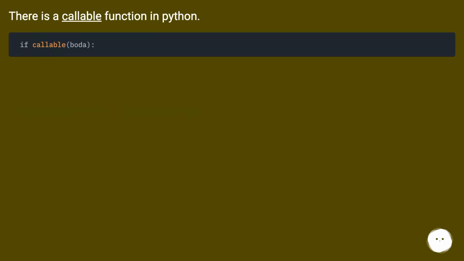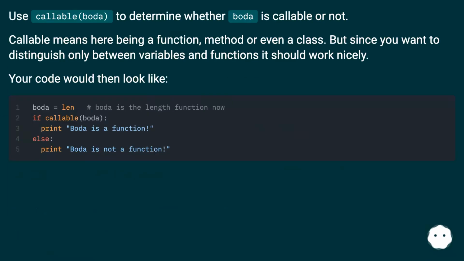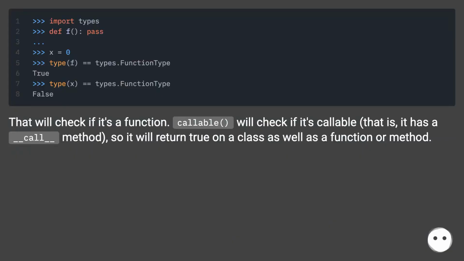There is a callable function in Python. Use callable(x) to determine whether x is callable or not. Callable means here being a function, method, or even a class. But since you want to distinguish only between variables and functions, it should work nicely. Your code would then look like this, that will check if it's a function.